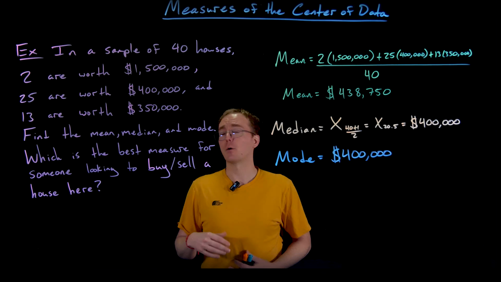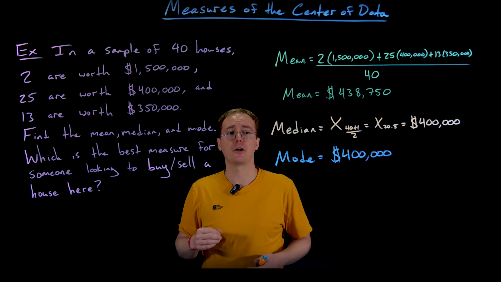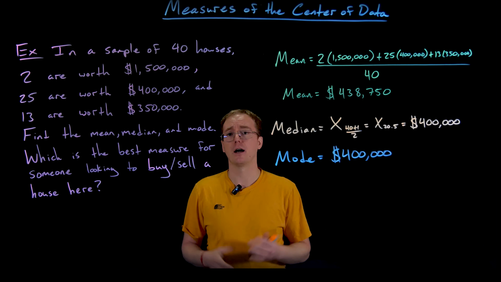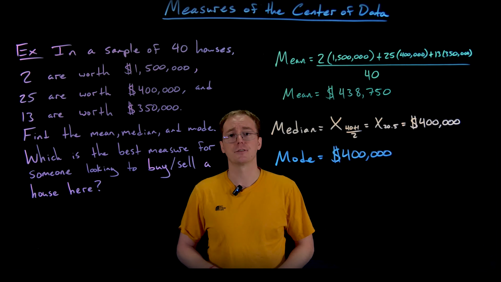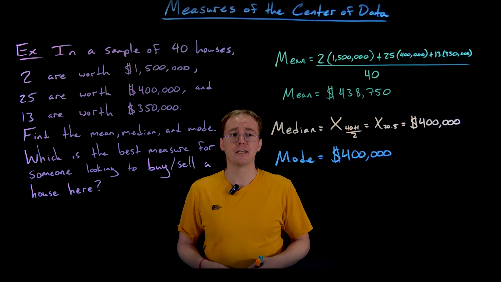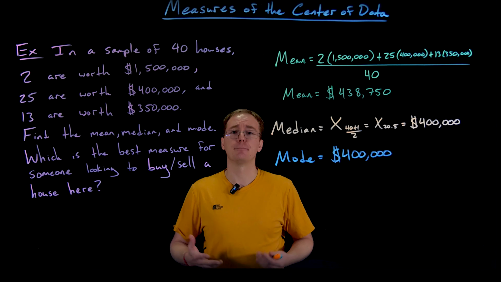People that want to buy or sell a home in this area that are not looking at those $1.5 million homes should probably be using these values of the median and the mode for their price comparisons and analysis. So this is a case where the mean or the average is not the best way to measure the center. Instead, the median or the mode are probably more realistic and giving us better information.